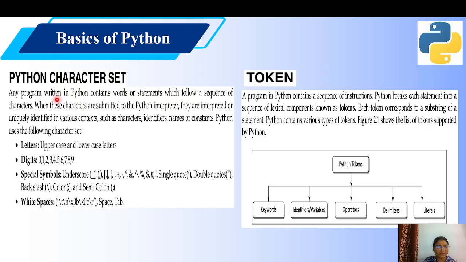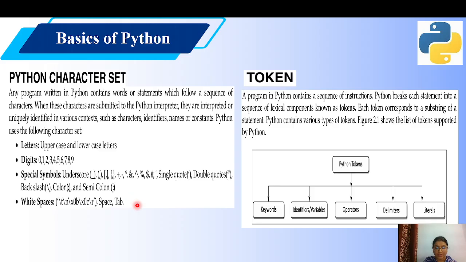So when we talk about the Python character set, any program written in Python contains words and statements, which follow a sequence of characters. So whether these are letters in uppercase or lowercase, numbers, digits 0 to 9, or special symbols, underscore and single quotes, double quotes, backslash, and white spaces. Together, these are called the character set.